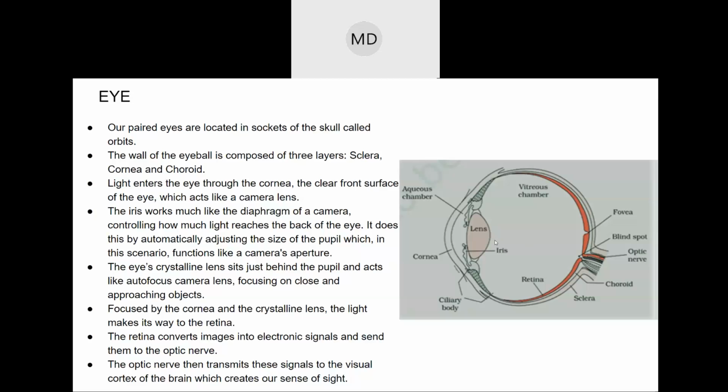So this is the eyeball, and these are the walls of the eyeball. Walls means the outer membranes of the eyeball. It is made up of 3 layers. One is the sclera. This one is the sclera. Then the choroid. This small middle portion is the choroid, and the cornea. This front portion is the cornea.